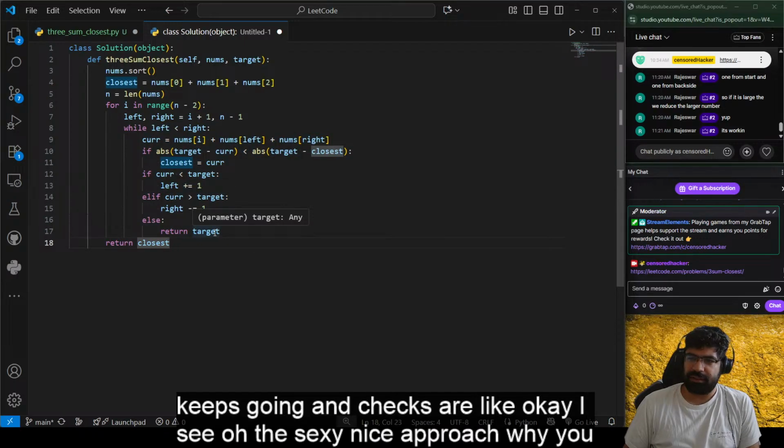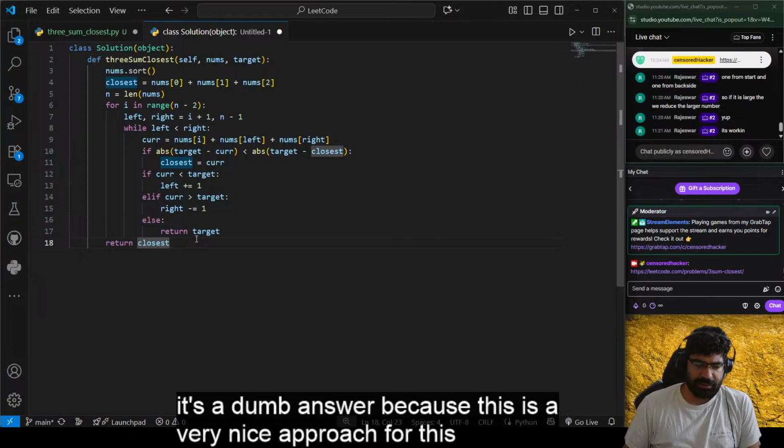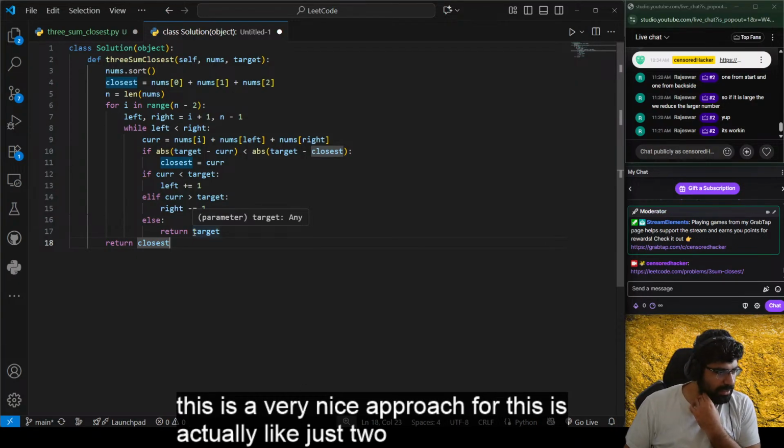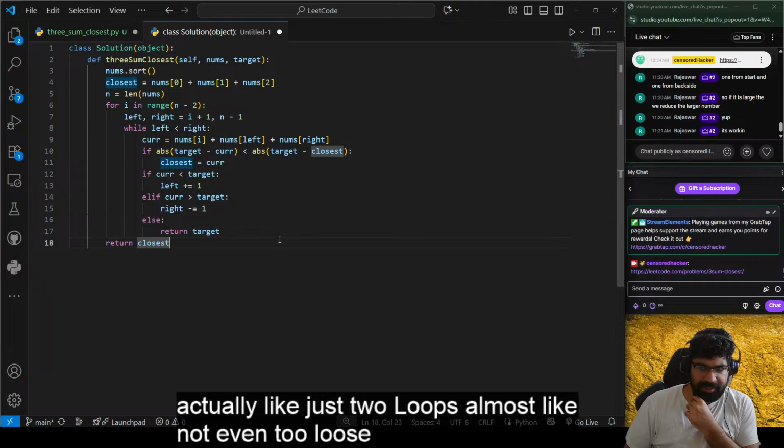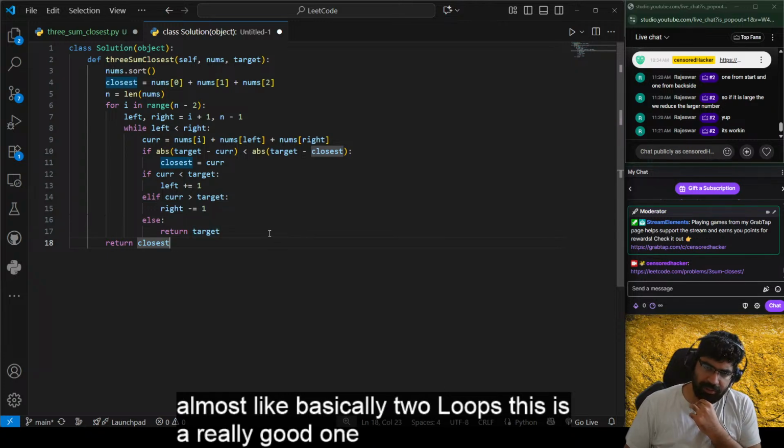Why did you say it's a dumb answer? Because this is a very nice approach, bro. This is actually just two loops almost. Like not even two loops. But yeah, almost basically two loops. This is a really good one. Damn, bro, good job.